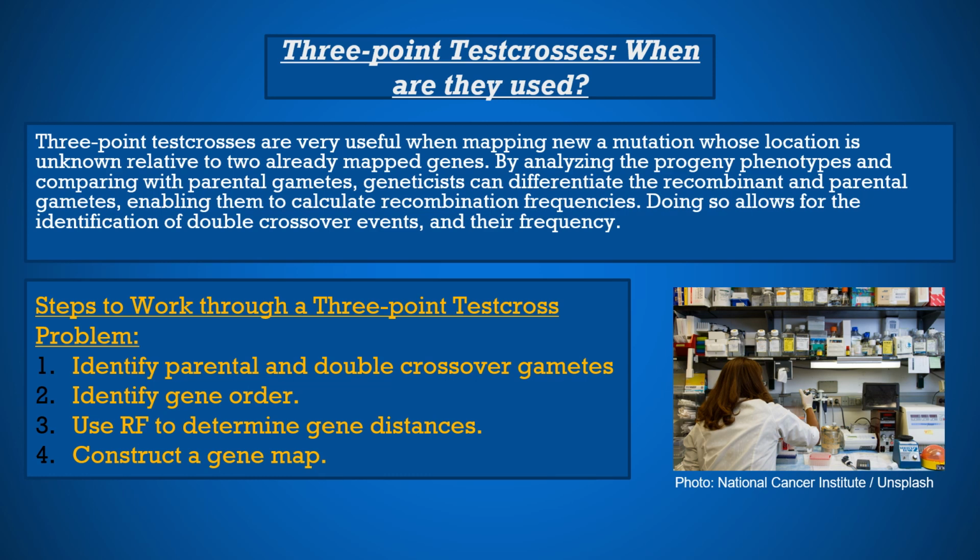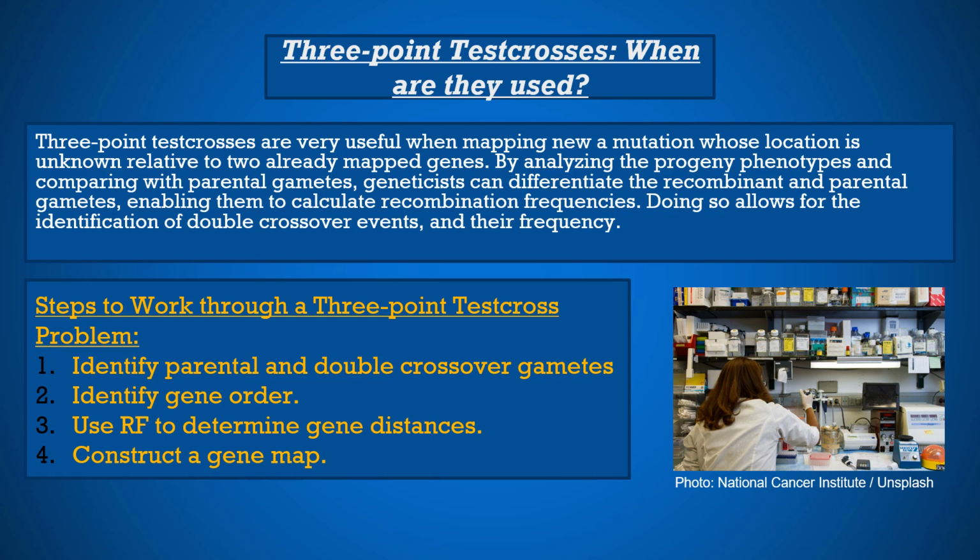When do we use three-point test crosses? They're very useful when mapping a new mutation whose location is unknown relative to two already known mapped genes. By analyzing the progeny phenotypes and comparing with parental gametes, we can differentiate the recombinant and parental gametes and calculate recombination frequencies. Doing so allows for the identification of double crossover events and their frequency.